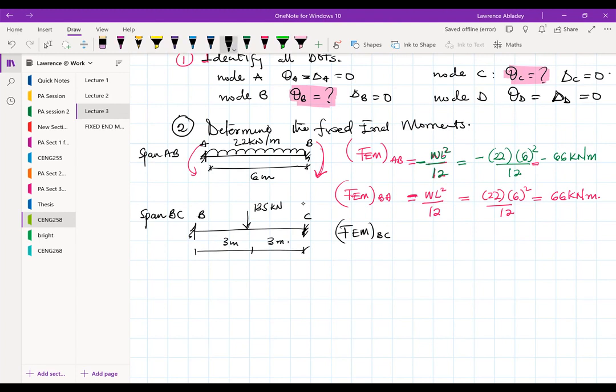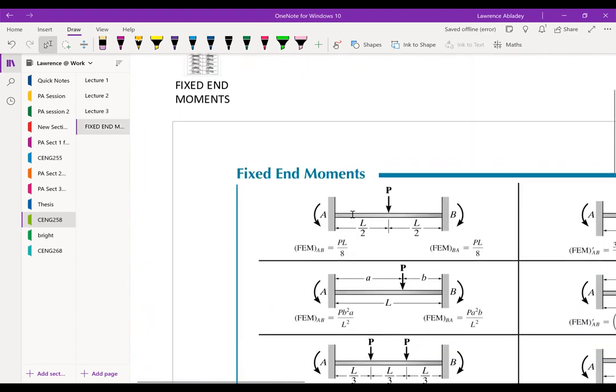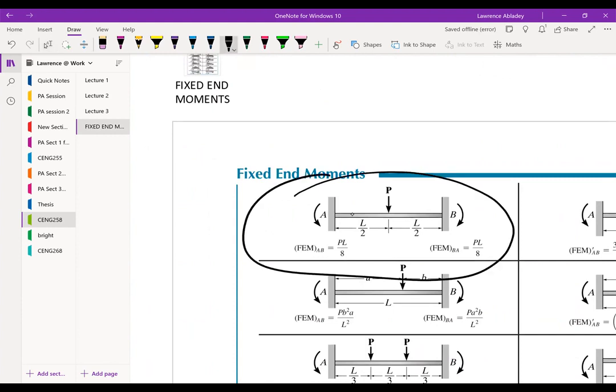So BC, we'll check the notes very soon. And then the fixed end moment CB. This is minus PL over 8, and this is equal to PL over 8. Okay. So we can always cross-check with the table which has the fixed end moments. So I don't need to even go through this process. Just come down here, and we'll find that example right there at the top. This is the example.